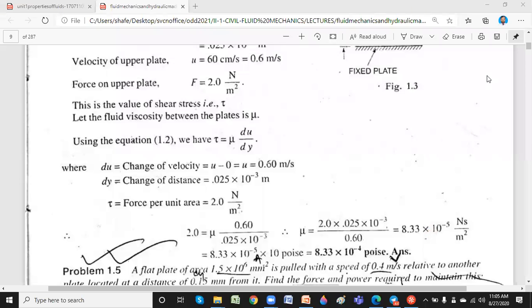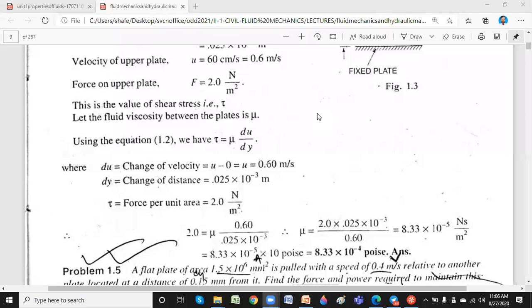So this is the value for viscosity. Hope you understood, right? Now what we discussed up to now: the properties and the problems based upon the properties, that is the density, volume, specific weight and specific gravity. Then we clearly discussed the significance of viscosity, and two problems based on viscosity, which obeys Newton's law of viscosity. Whenever a fluid obeys Newton's law of viscosity, only then is it called a Newtonian fluid. Otherwise, it's called a non-Newtonian fluid.